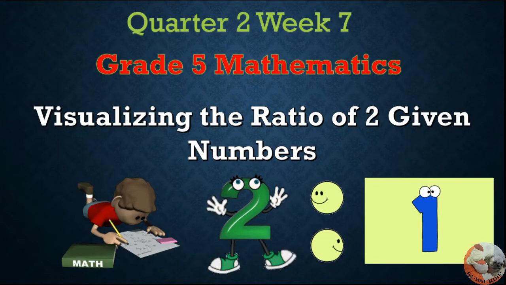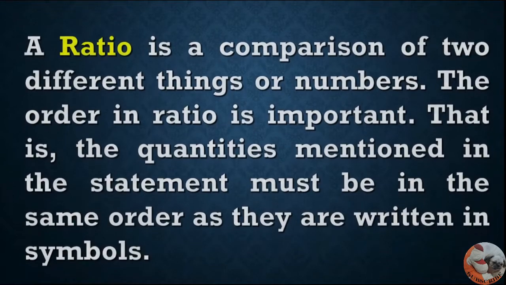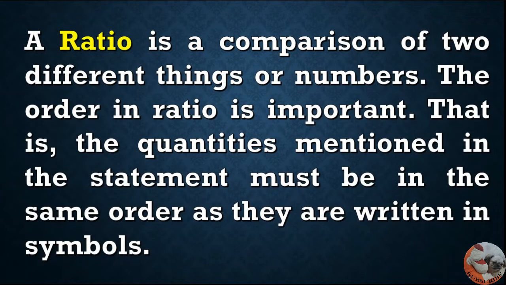Next topic, we have visualizing the ratio of two given numbers. So let us first define a ratio. So what is a ratio? A ratio is a comparison of two different things or numbers. The order in ratio is important. That is, the quantities mentioned in the statement must be in the same order as they are written in symbols.